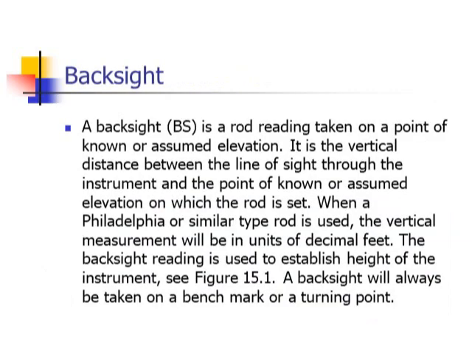A backsight is a rod reading taken on a point of known or assumed elevation. It is the vertical distance between the line of sight through the instrument and the point of known or assumed elevation on which the rod is set. When a Philadelphia or similar type rod is used, the vertical measurement will be in units of decimal feet. The backsight reading is used to establish height of the instrument. A backsight will always be taken on a benchmark or a turning point.